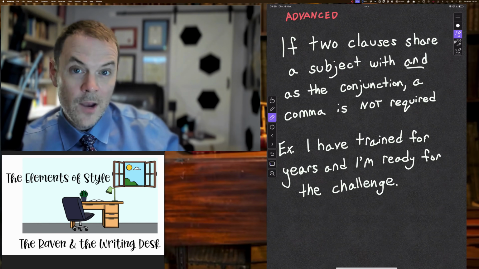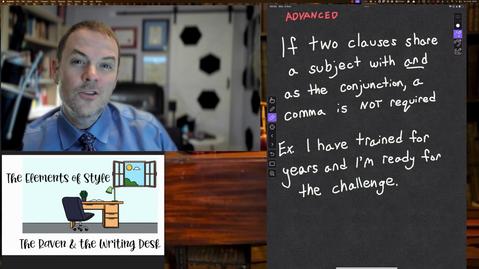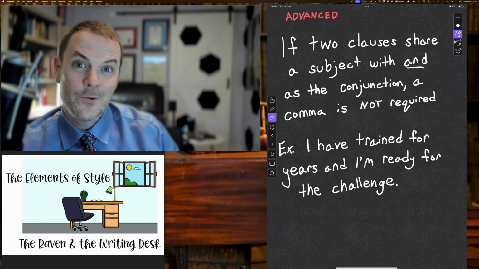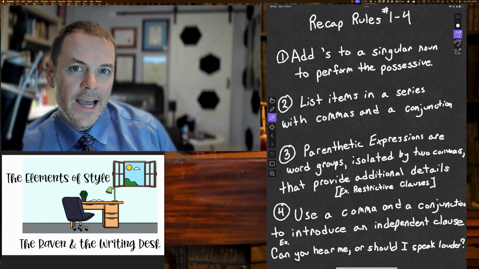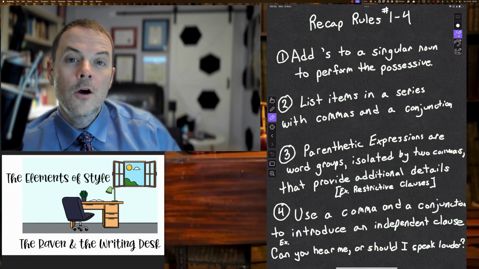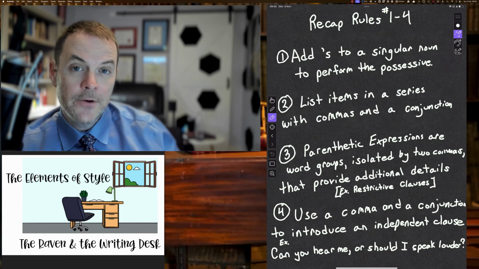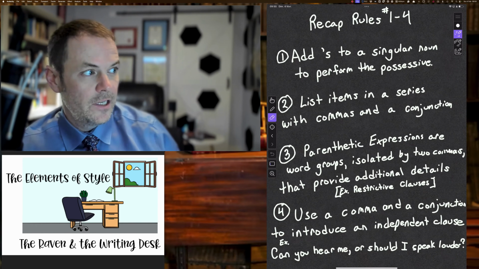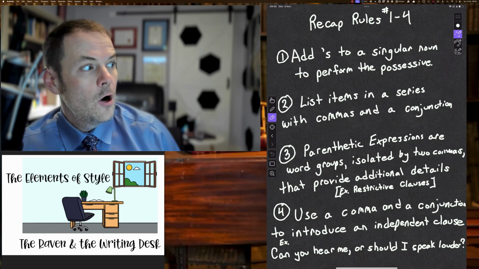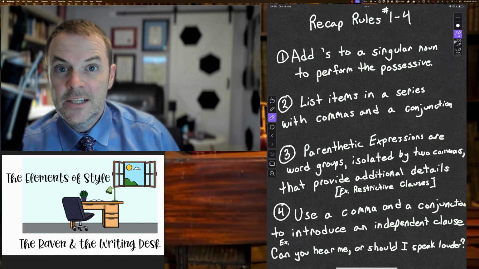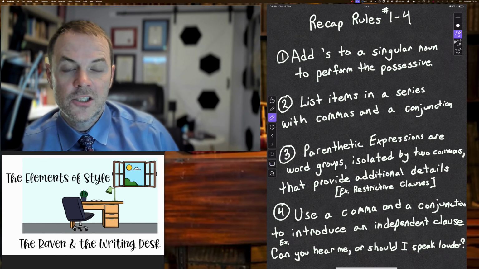So if you can get away with not using a comma, it's going to contribute to the overall rhythm, and you'll probably be happy with the results. Just a quick recap of what we've talked about so far. In rule number 1, we're adding s to a singular noun to form the possessive. Easy. In rule number 2, we're listing items in a series using commas and a conjunction.